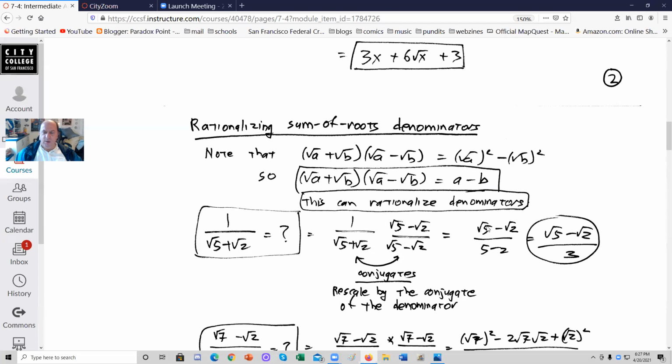Now on the top is this root 5 minus root 2. Here, root 5 plus root 2 times root 5 minus root 2 is 5 minus 2. So, in the end, root 5 minus root 2 all over 3.